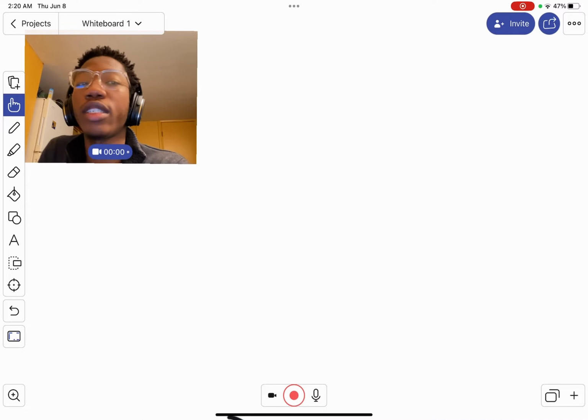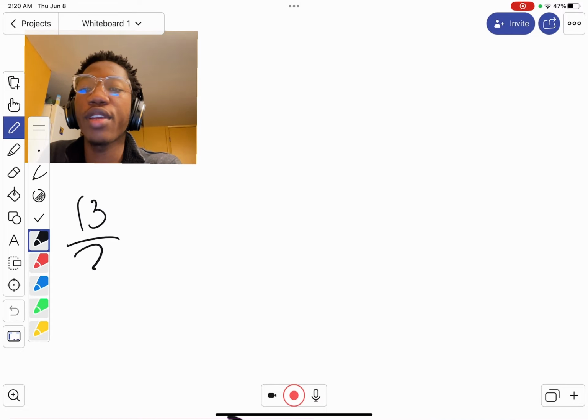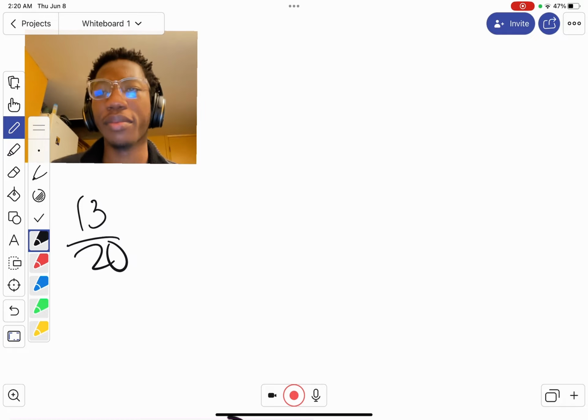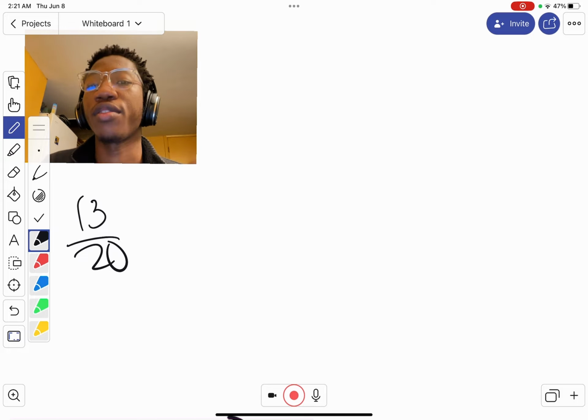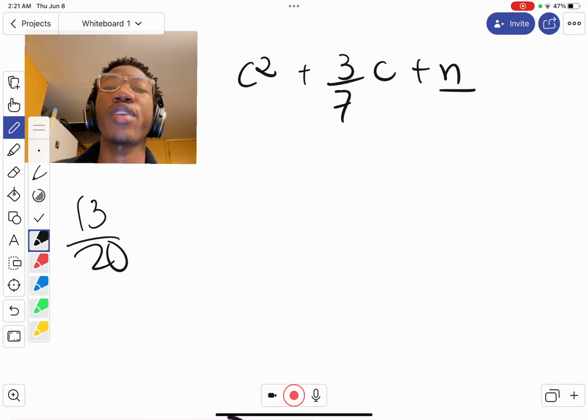We're gonna go for problem number 13 over 20, so 7 left. So pretty much the same concept but different equation, of course. So it's gonna be equal to c squared this time plus 3 over 7 c plus n. So we're gonna find the last term. To get the last term, we already know what it is.